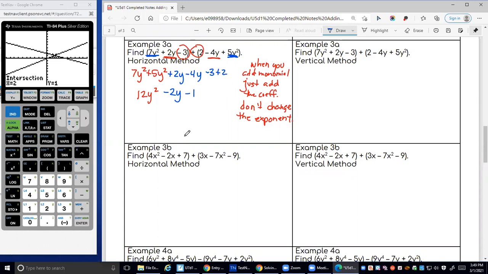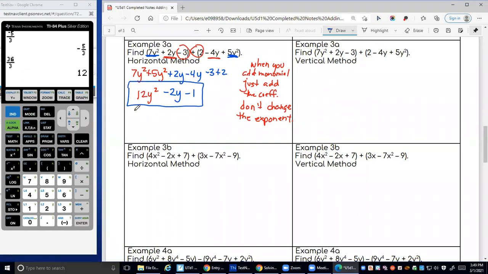At this time, am I assuming that you are pretty proficient with being able to add and subtract signed integers? Absolutely. Can you use your calculator and do this at your pace when you're doing it? Sure, absolutely. Okay. But I do encourage you to get really good at that. So that's the horizontal method.